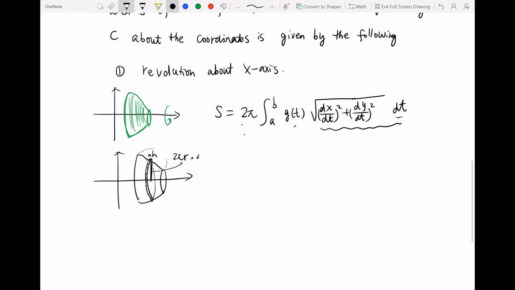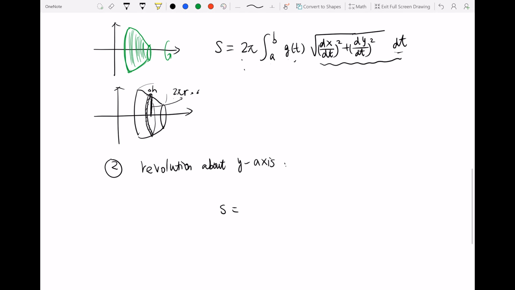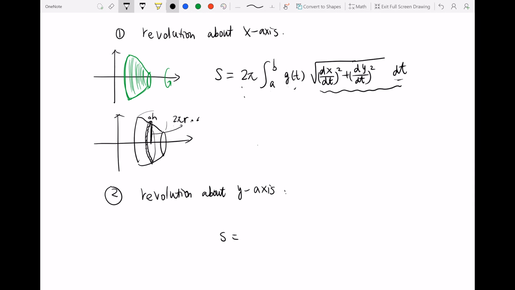That makes sense, right? Do you have any question? Okay, no question. So next one, revolution about the y-axis. S equals... in the other case it's going to be like this. You draw a picture, for example, like this. The surface area is now 2 pi r this way.